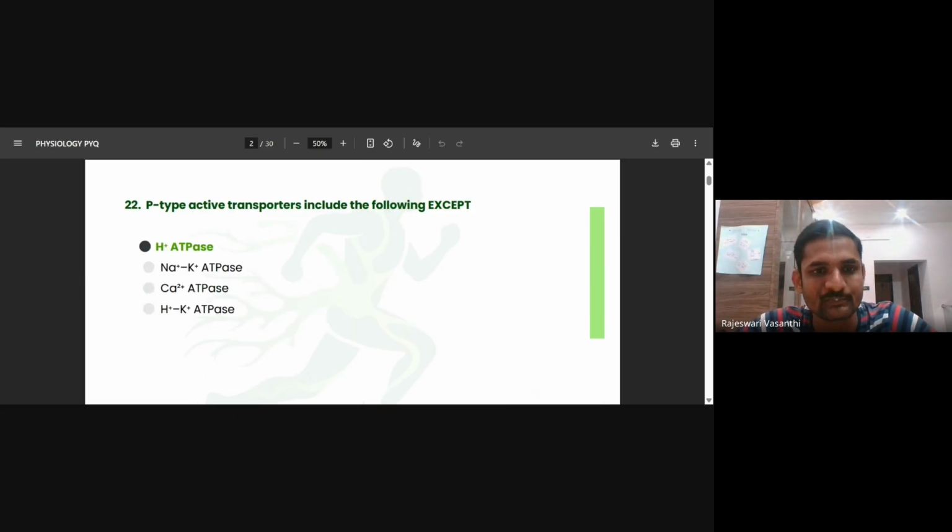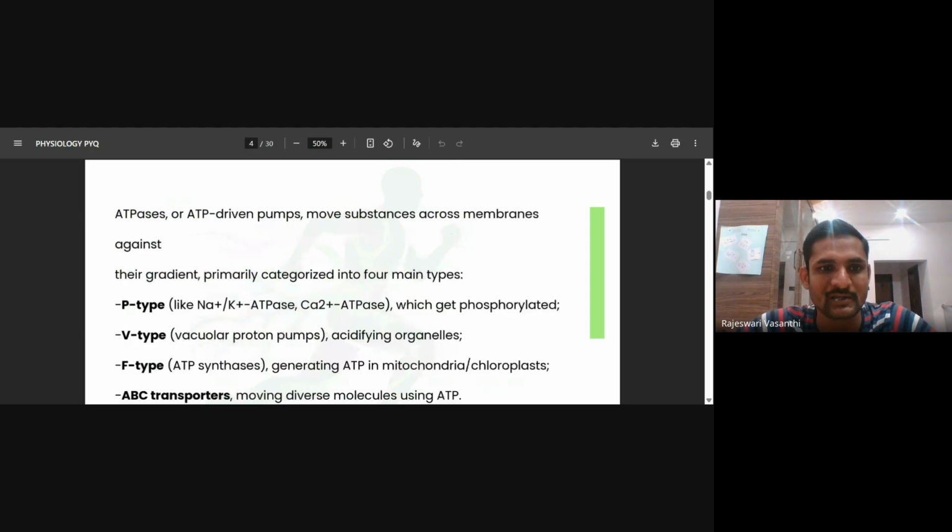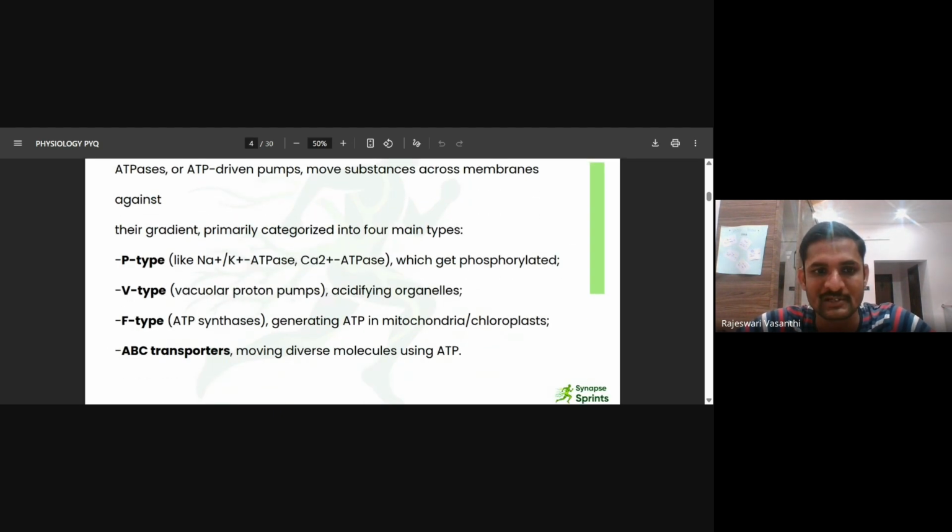First question: P-type active transporters include the following except. This is a type of active transport. They have asked what the different types of active transporters are. The choices given are H plus ATPase, sodium potassium pump, calcium pump, and H plus K plus pump. We have four types of ATPases: P-type transporters, V-type transporters, F-type transporters, and ATP binding cassettes, ABC transporters. These are the four major types.